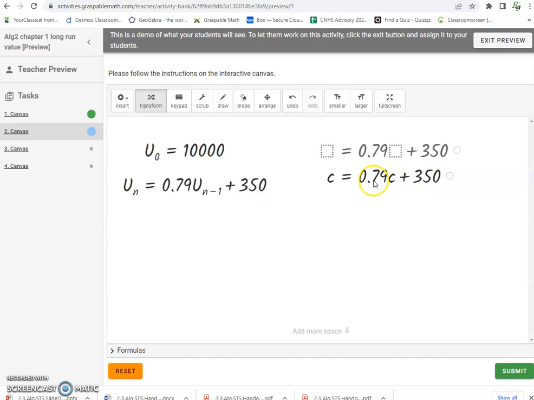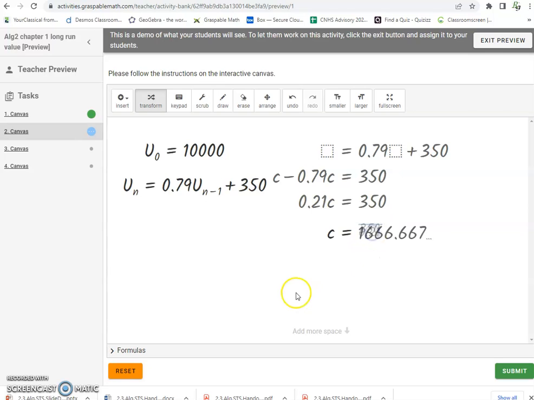So I'm going to go ahead and do it the second way. I'm going to pull the 0.79 out here, and I'm going to shake it with my mouse, and then you notice I attached it. I'm going to subtract it, and what we end up with is 0.21c. Divide both sides by 21 hundredths. Again, it's a fraction, you double click on the fraction bar. And so this sequence is approaching 1,666 and 2/3. That's our long run value.